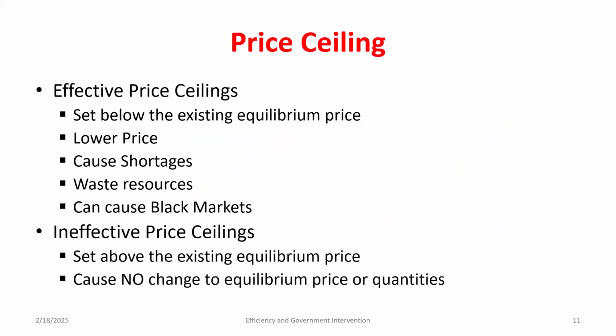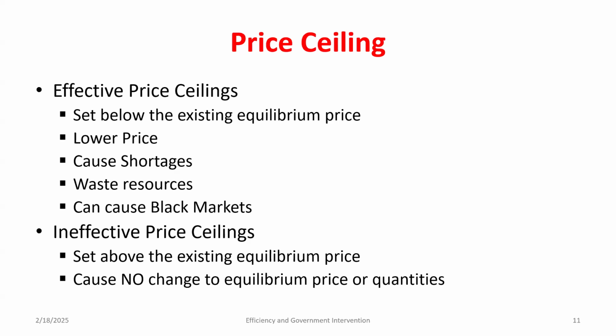So we've already talked about all this. Really, this is kind of a summary slide. So we said it causes shortages in number of units, waste resources, won't go through a lot on that. We just talked about it can cause black markets. I'll probably mention this a little bit more when we talk about taxes on Thursday. So it has to lower the price. In order to be effective, we said it has to be set below that equilibrium price. And if it's ineffective, it'll be set above that equilibrium price, and it's just not going to change anything.